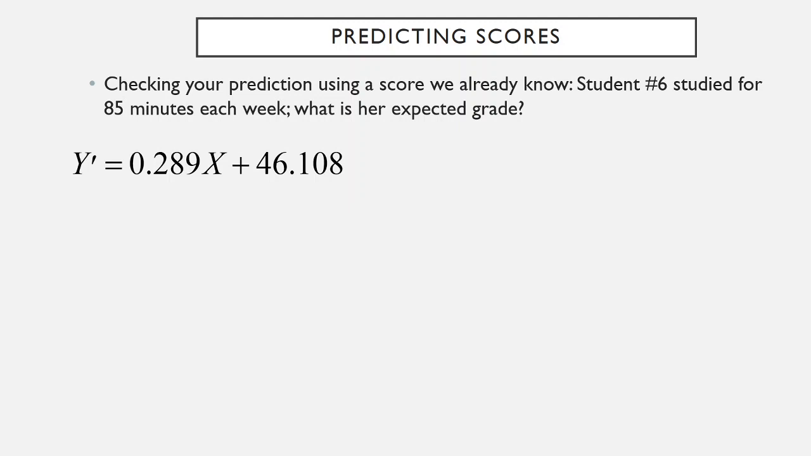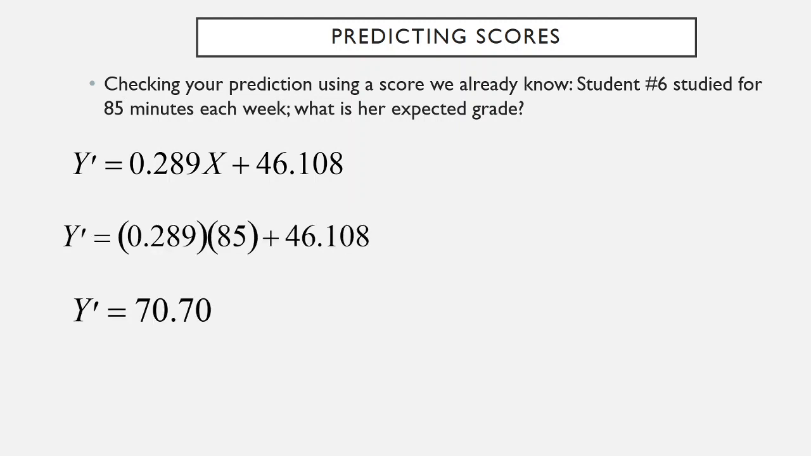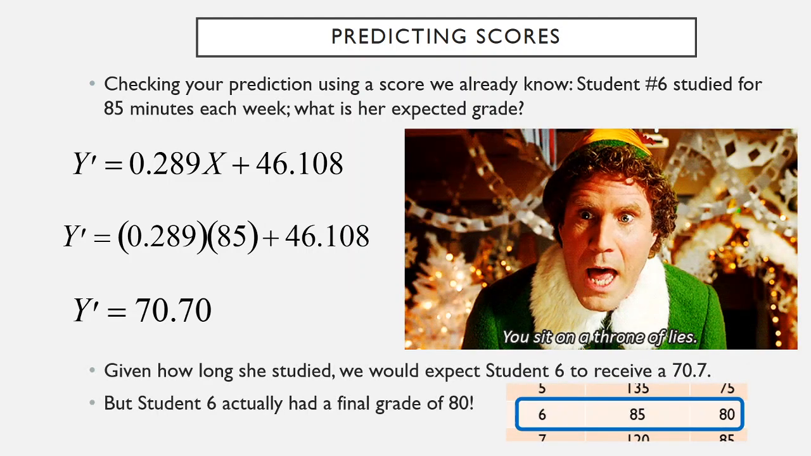So for example, student number 6 studied for 85 minutes a week. What would her expected grade be? Well, we would just do the same thing, take her x value and solve for y predicted. Her predicted outcome would be 70.70. Now here's the problem. Like I said, we're evaluating against a score we already know. Student 6 did not, in fact, get 70.70. She actually got 80. So clearly we're a bit off the mark here.